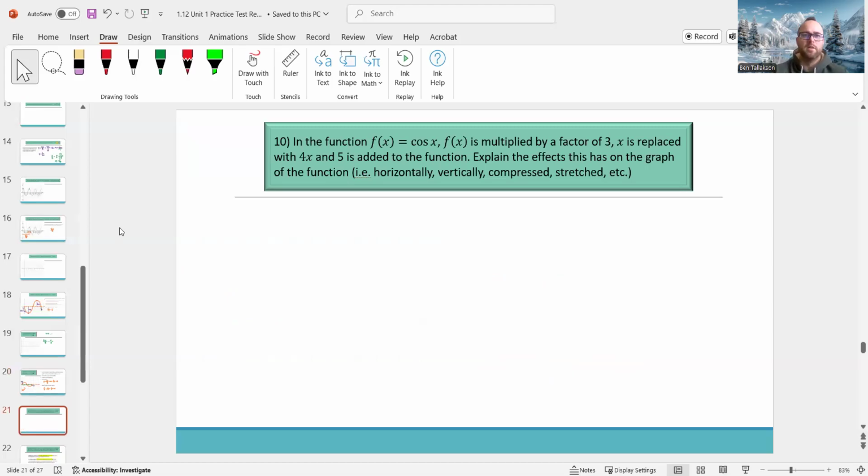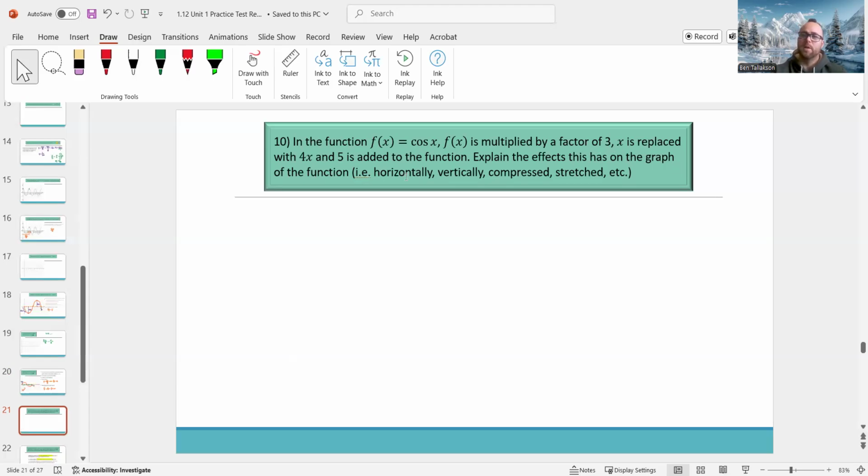Number 10. In the function f of x equals cosine x, the parent function of cosine, f of x is multiplied by a factor of 3. Okay, x is replaced with 4x and 5 is added to the function. So what are they doing here? They're explaining in words what the transformed function looks like, but we need to actually put it together. So explain the effects this has on the graph of the function.